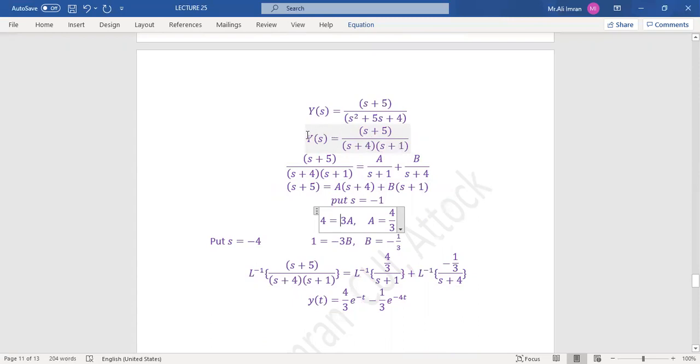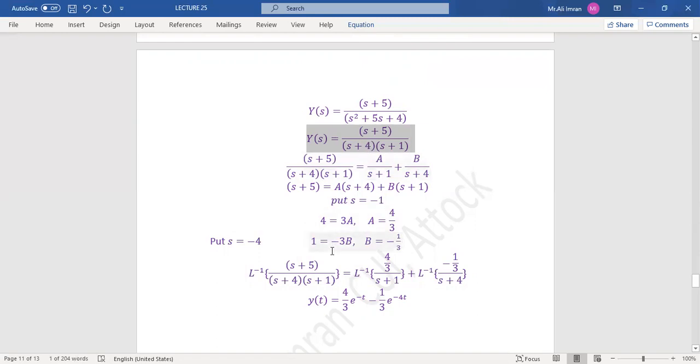We cannot directly find its inverse Laplace transform, so we will use partial fractions again. s plus 5 divided by s plus 4 into s plus 1 is equal to A divided by s plus 1 plus B divided by s plus 4. If we put s is equal to minus 1, we will have A is equal to 4 by 3, and if we put s is equal to minus 4, we have B is equal to minus 1 by 3.